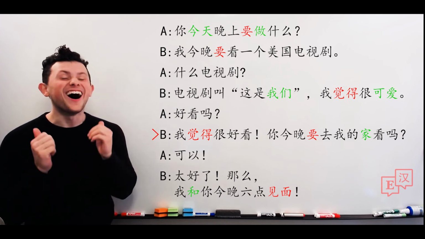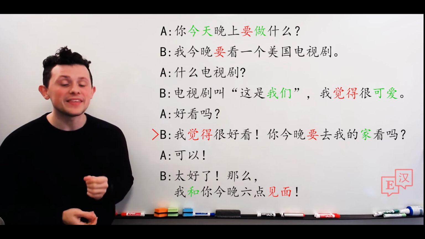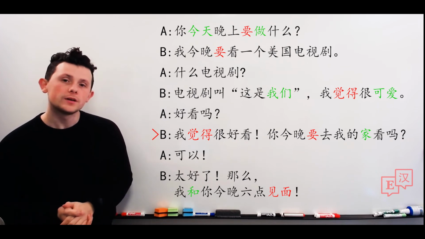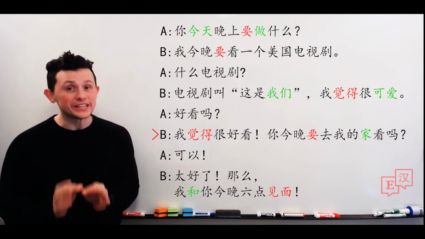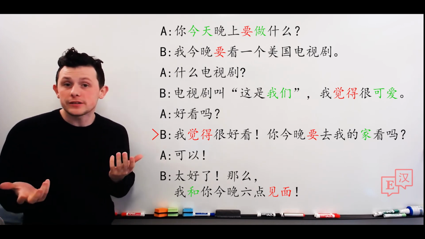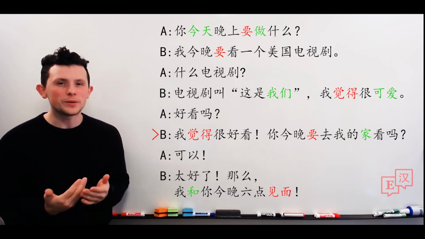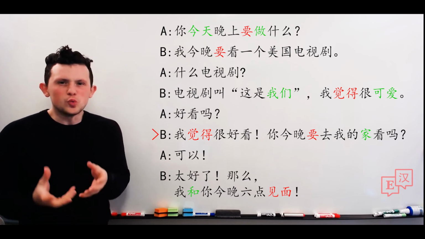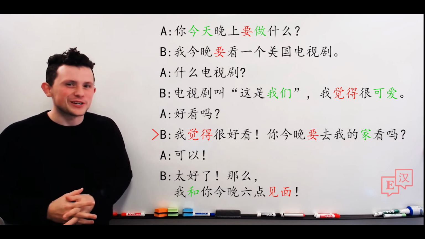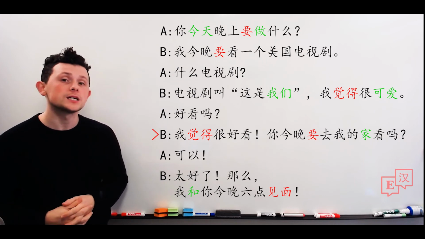我觉得很好看。你今晚要去我的家看吗? So I think it's really good. Do you tonight want to go to my house and watch it? Note here, 要 means want, because it wouldn't make sense for me to say, you will go to my house and watch it as a question. That's like a pretty commanding statement. So even as a question, that sounds weird. In this case, 要 means want, because I'm asking you if you're interested in doing this.